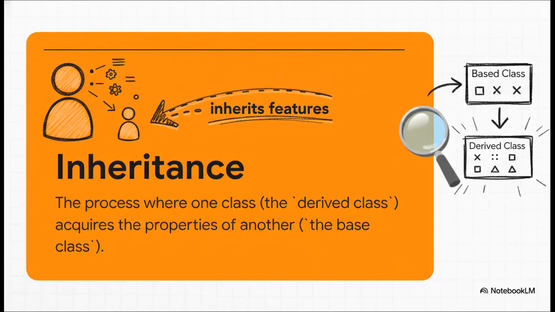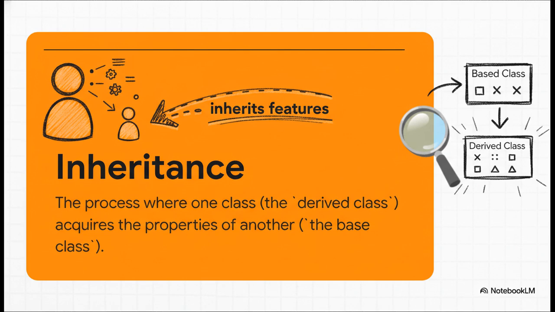And now for our fourth and, you could argue, the most powerful pillar of all, inheritance. This is the absolute core of code reusability in OOP. And it works just like it sounds. A child inherits traits from a parent, right? Well, in programming, a new class can inherit all the features and behaviors from another existing class.